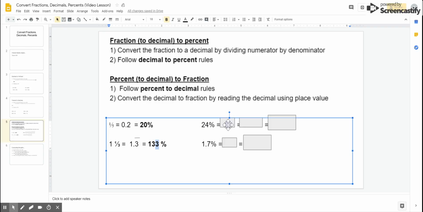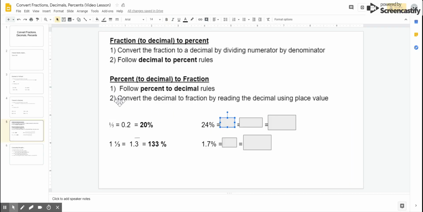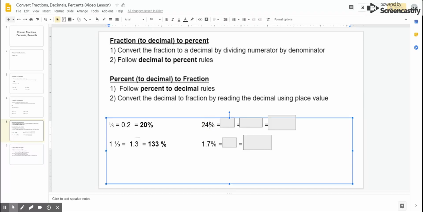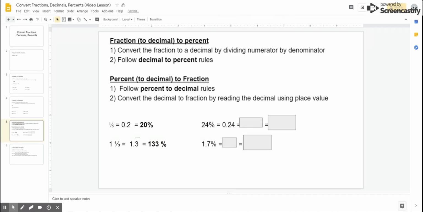All right, 24% now. We're going to follow the second set of instructions, which is a percent to a decimal, then to a fraction. So first, you want to convert the percent to a decimal using the rules that we had already gone over. So to a decimal means 2 to the left. The decimal point is really at the end of this 24, but we're going to move it 2 places to the left. So now it's in front of the 24.